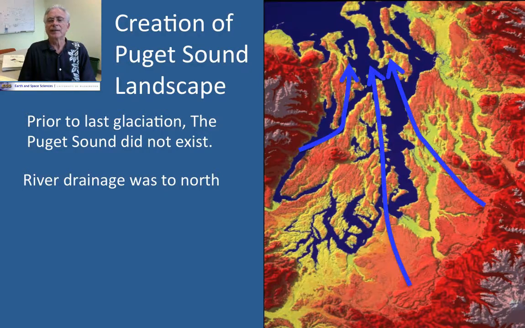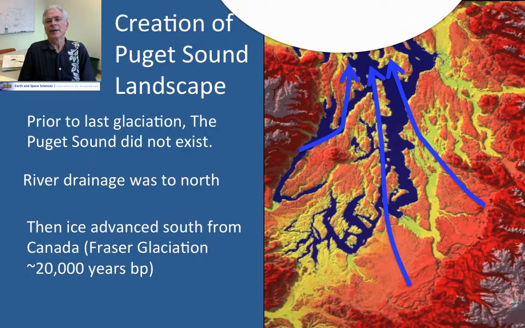River drainage at the time before the last glaciation was to the north. There were no saltwater arms here, but there were a series of rivers from the Olympics and the Cascades carrying water northwards to an exit through the Strait of Juan de Fuca.